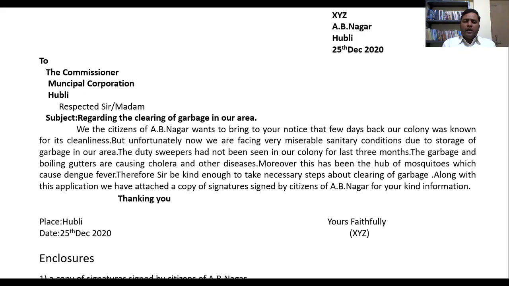letter. Then you may write here a complimentary clause like thanking you. As usual, come back to the subscription portion. Yours faithfully. There you may write imaginary name, that is XYZ. Then here place Hubli, date 25th December 2020 at the left hand corner, that is in the bottom. Enclosures, a copy of signature signed by citizens of AB Nagar.